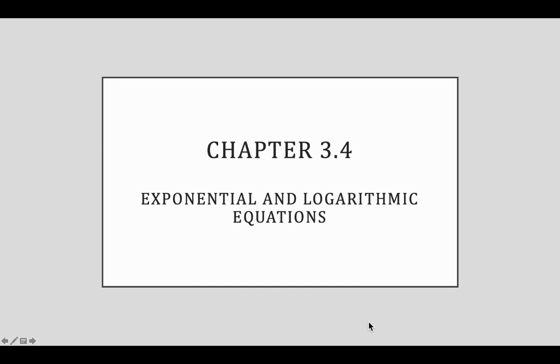In Chapter 3.4, we begin to study exponential and logarithmic equations and the different approaches for solving these different types of equations. Now, we've already talked a little bit about solving exponential equations, more specifically using the one-to-one property for exponents. And we've also talked about solving logarithmic equations using the one-to-one property for logarithms, as well as rewriting those logarithmic equations in exponential form. Those were our topics that we studied earlier on in this chapter.